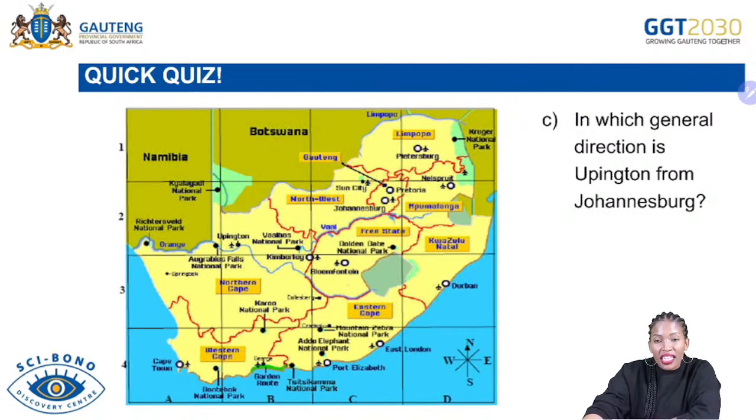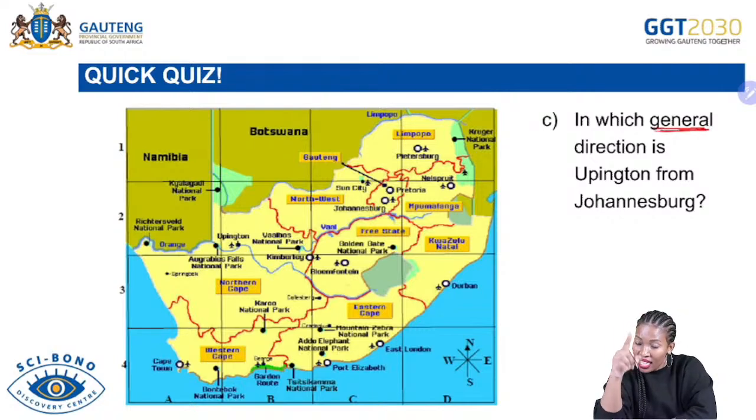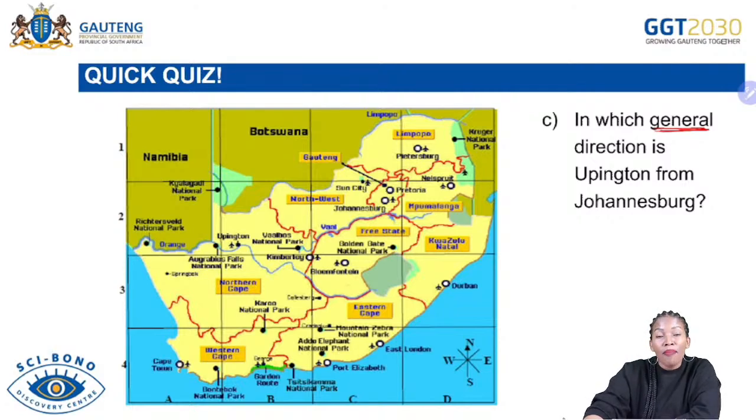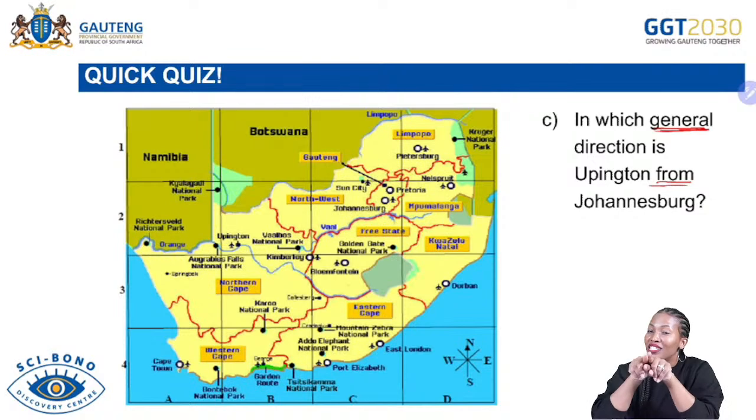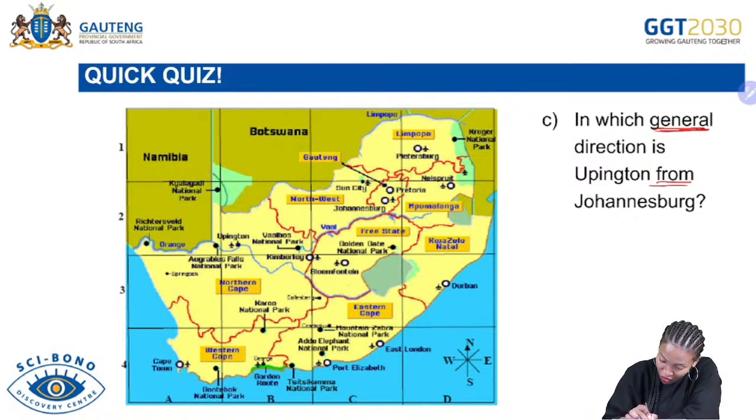In which general direction? And again, there is the keyword general. You know that I must use the compass. In which general direction is Upington from Johannesburg? That word again, from. When it says from, it means you go and position your compass at Johannesburg. So I'm going to go straight to my Johannesburg.